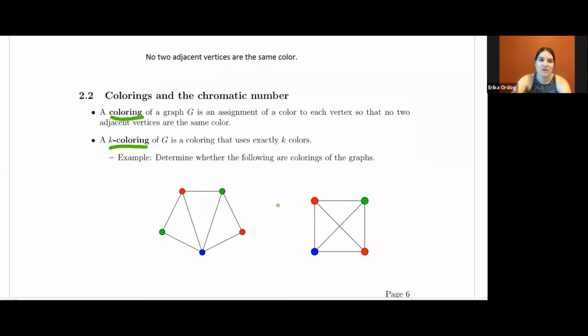Now that you're back, let's talk about whether these are colorings of the graphs. So in this first graph, we want to assign a color to each vertex, and we don't want any two adjacent vertices to be the same color. So here we can see that if two vertices are connected by a single edge, those two vertices are a different color. So this is a coloring of the graph. And then on this graph over here, these two vertices are connected by an edge. They're adjacent, but they're both the same color. They're both red. So this is not a coloring of the graph.